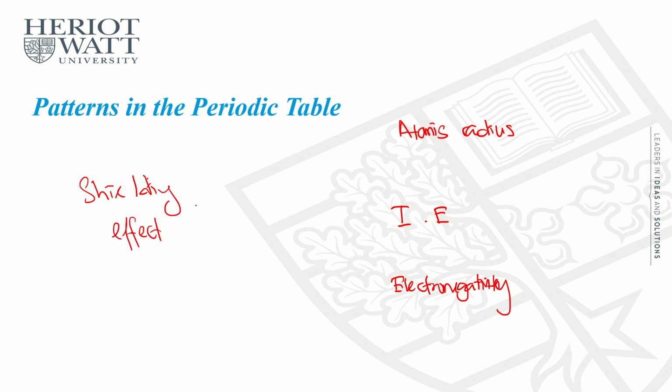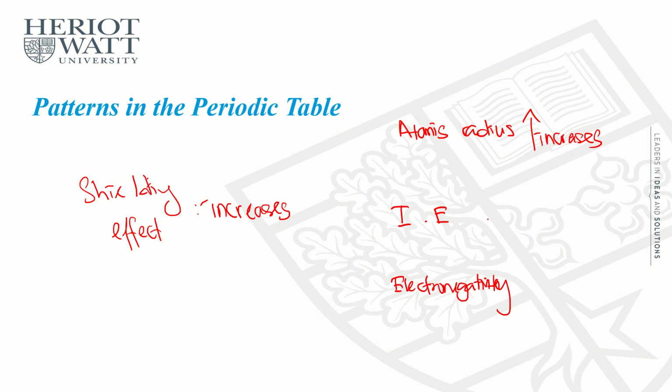Okay, so shielding effect. Now, when shielding effect increases, what is the effect on atomic radius? When shielding effect increases, it means more internal electrons, greater repulsions, so the valence electrons will be shielded away from the nucleus, further away from the nucleus. And that's the reason why atomic radius increases.